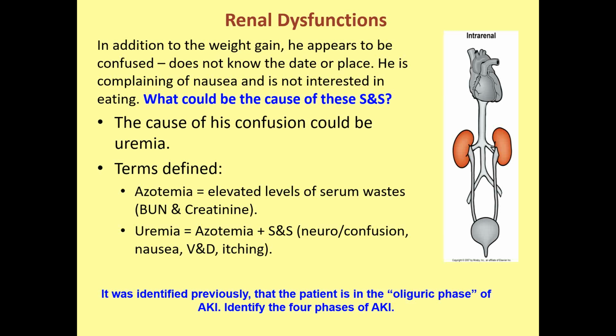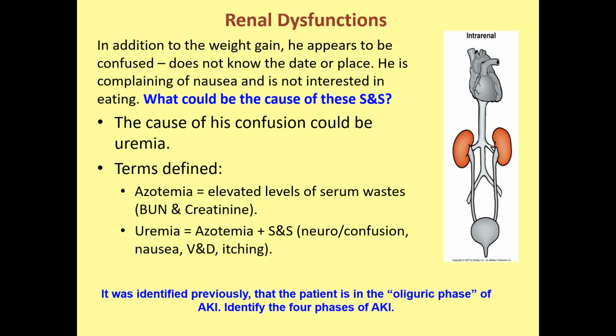So signs and symptoms that can occur with an elevated waste or BUN and creatinine level are confusion, nausea, vomiting, diarrhea, and itching. So this patient is showing that not only does he have elevated waste as evidenced by the lab values, but that these elevated waste levels are adversely affecting him.